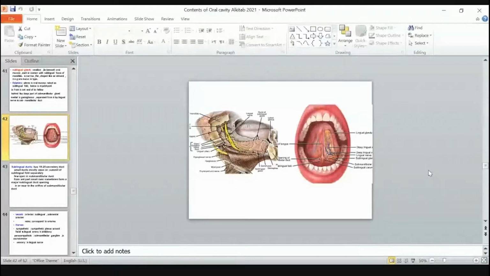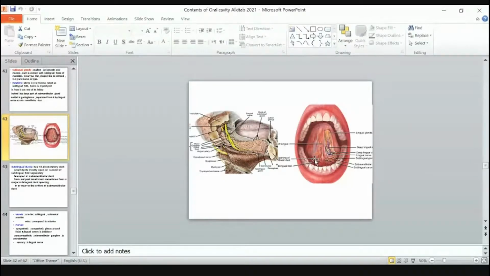It lies over the sublingual fossa of the mandible, which lies above the mylohyoid line, so it rests over the mylohyoid muscle, and it's covered with mucous membrane. Here you see the mucous membrane has been cut over it to show it, and here it forms a fold in the floor of the oral cavity on each side.